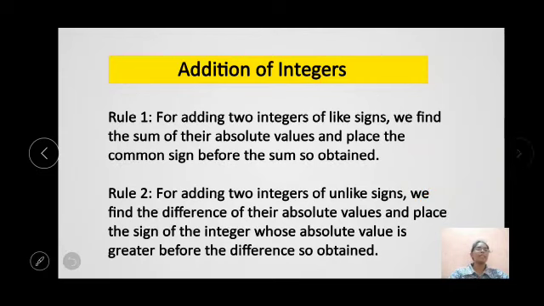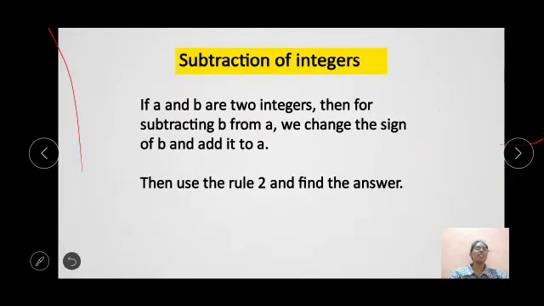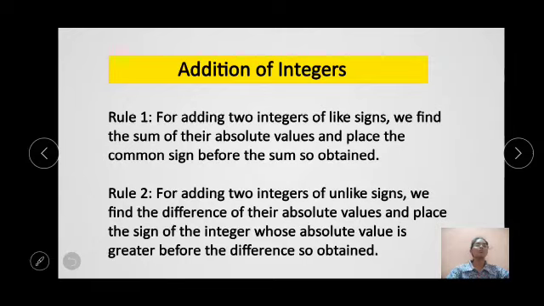Now next, subtraction of integers. If a and b are two integers, then for subtracting b from a, we change the sign of b and add it to a, and then use the rule 2 and find the answer. What was the rule 2? For adding two integers of unlike signs, we find the difference of their absolute values and place the sign of the integer whose absolute value is greater before the difference so obtained.